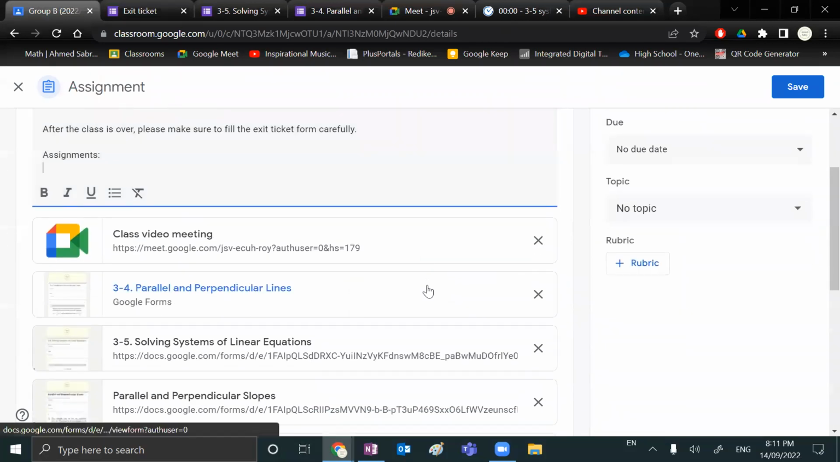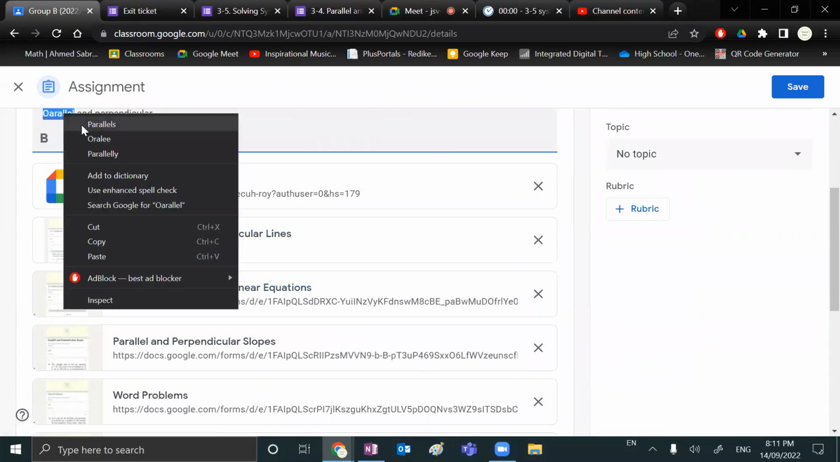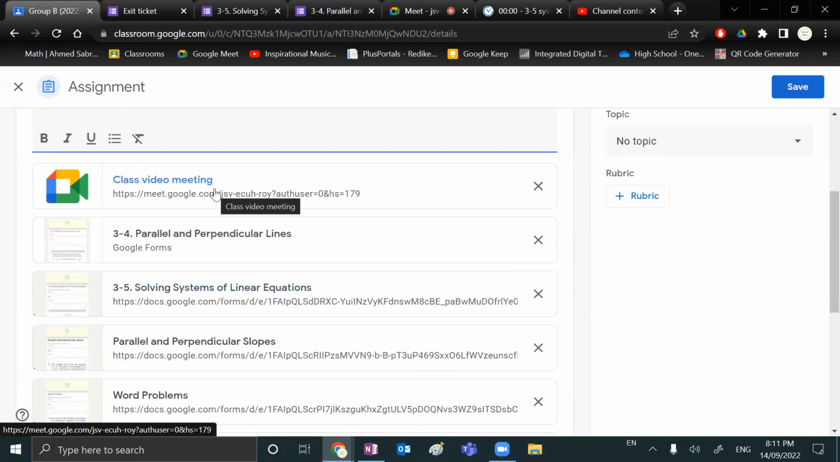So they're the forms called parallel and perpendicular. And they're the one called word problems and interpreting linear functions.